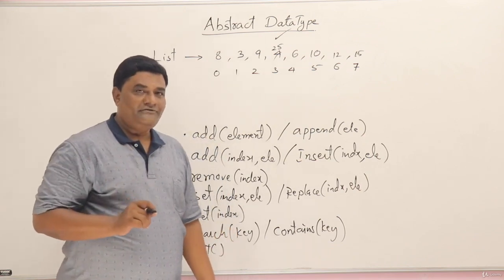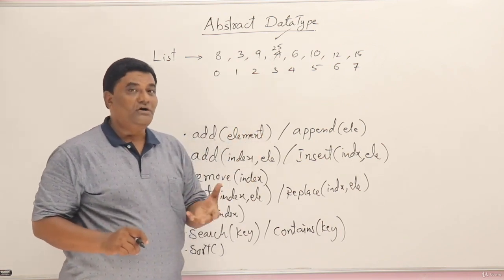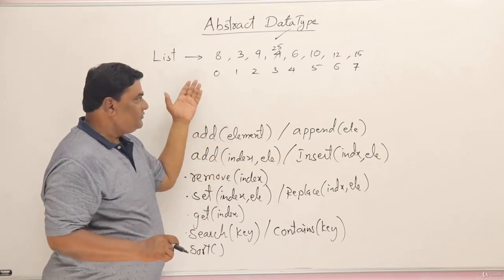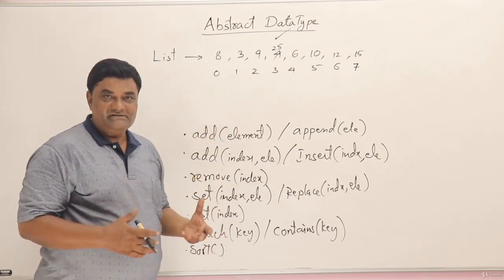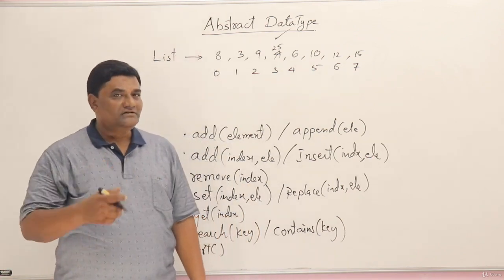So as a part of topic, that is ADT, I have taken an example of a list and I have shown you how it is represented and what are the operations. So I have explained you what these operations means. So that's all about ADT. So let us move on to the next topic.